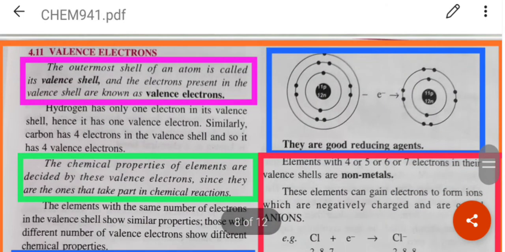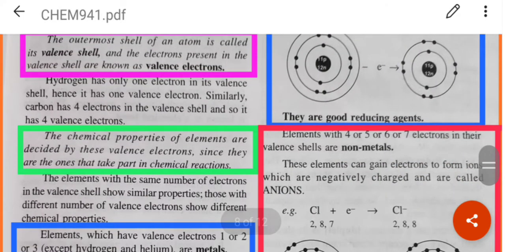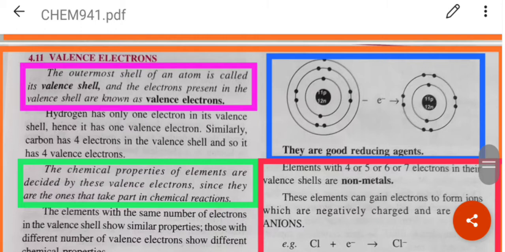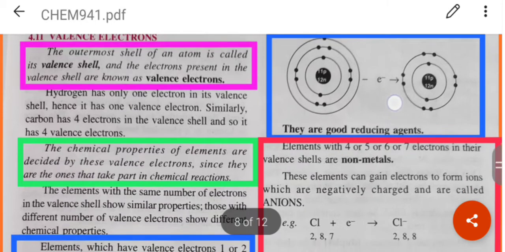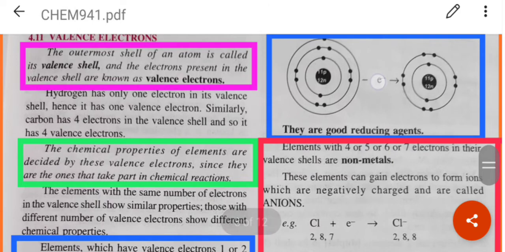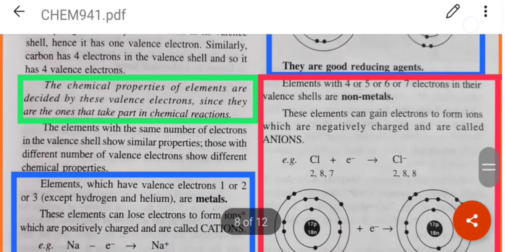And then the metals are good reducing agents because they help in reduction. How? What is reduction? Reduction is the gain of electrons. So they are good reducing agents because they lose electrons, okay, and they can supply electrons for reduction to take place.